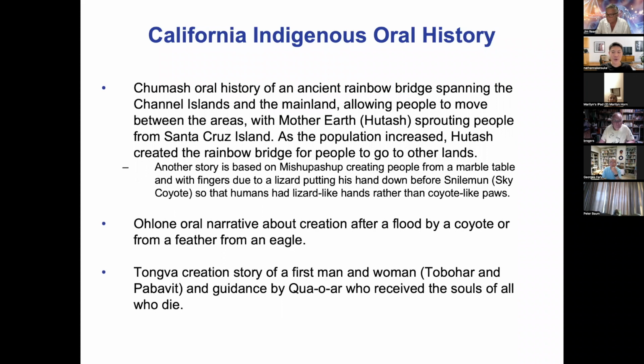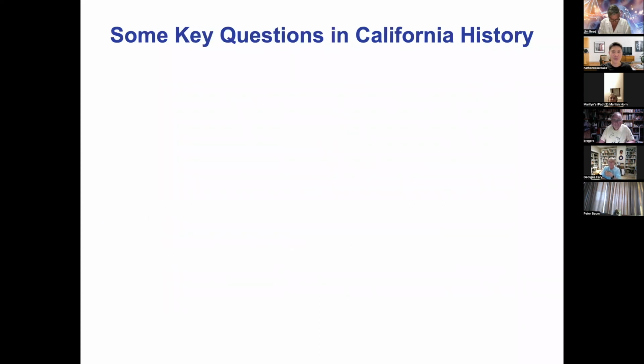Tongva have a creation story about the first man and woman and guidance from the Quawar, who received the souls of all who die. And so basically, these oral histories usually show a strong connection of the people to their homelands, but also resilience to change.